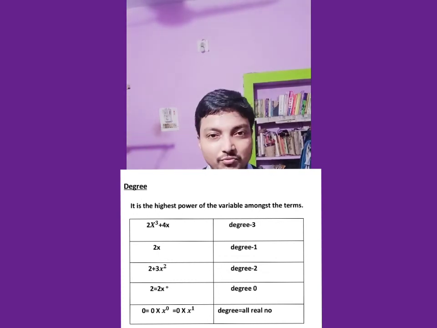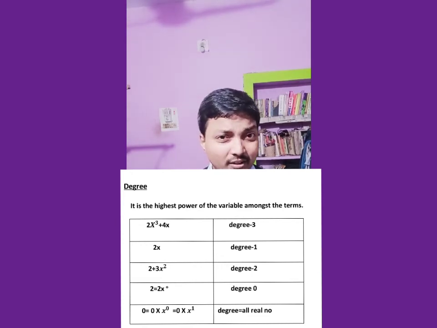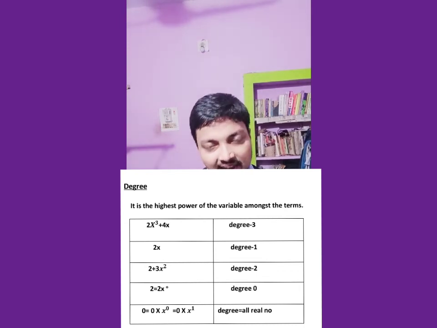Next one is 2. 2 is equal to 2 into x to the power 0, a constant term. Whenever we get a constant other than 0, 2 equals 2 into x to the power 0. So for a constant other than 0, its power will always be 0, and that is a single term, so the power of that term is also the degree; the highest power is also 0.